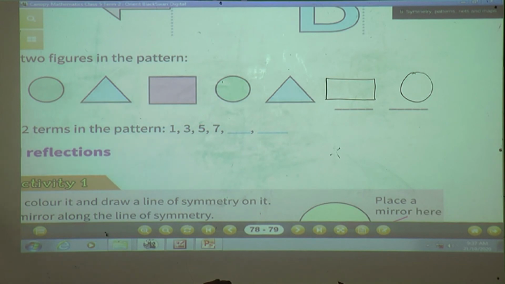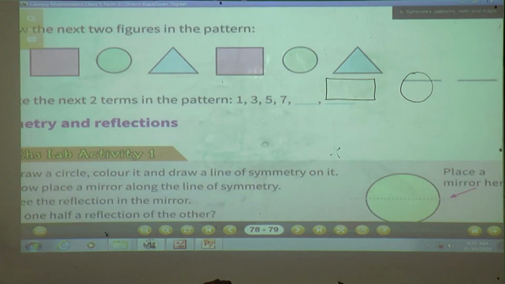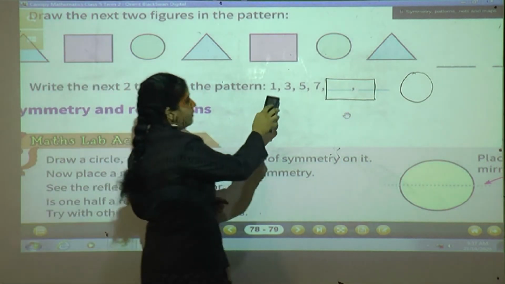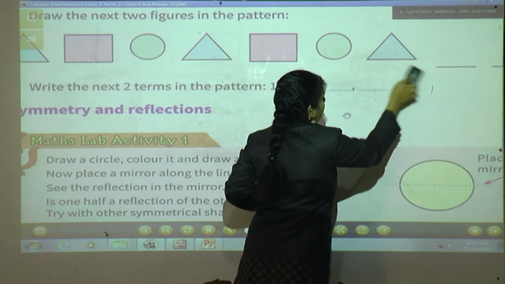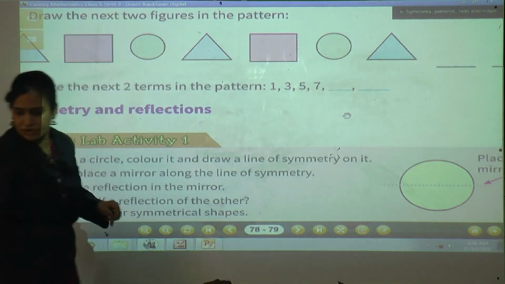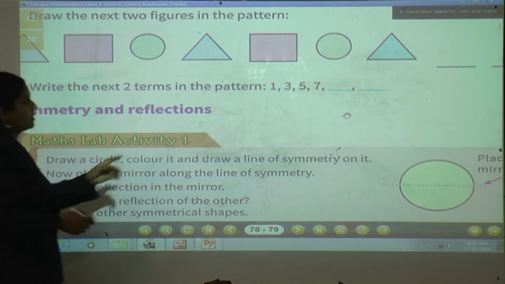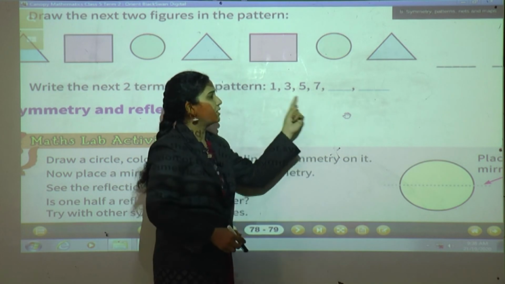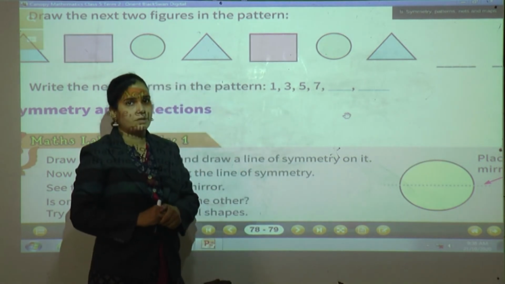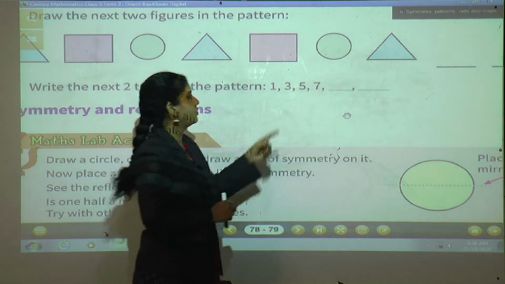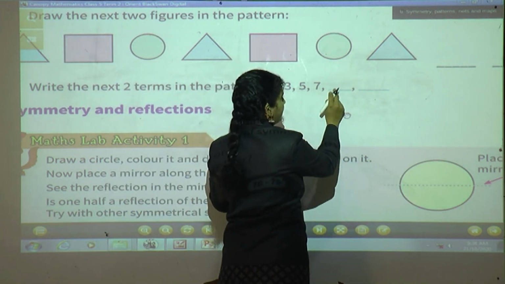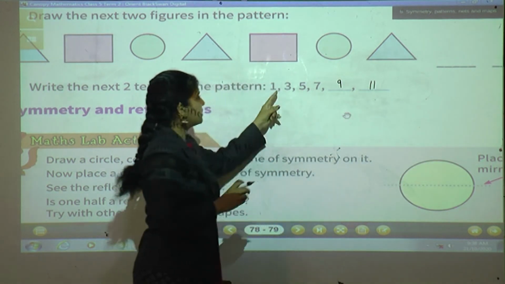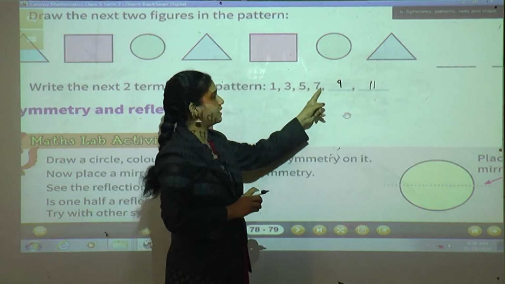Now here B1. Write the next two terms in the pattern. See, which type of pattern have they given here? See here 1, 3, 5, 7. These all are odd numbers, isn't it? So I can write here 9 and 11, or you can see they have given alternate numbers, so that's why 9 and 11.